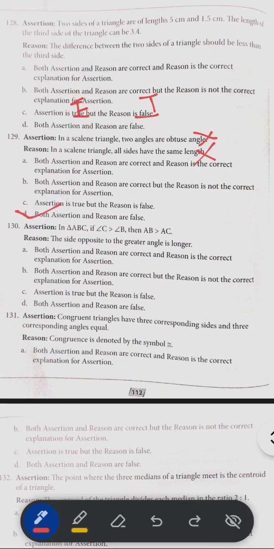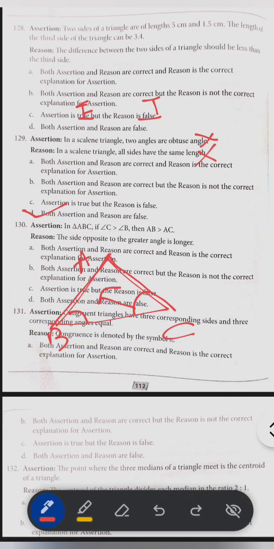In triangle ABC, angle C is greater than angle B. Then AB is greater than AC. If angle C is greater than angle B, then AB should be greater than AC. Here the greater angle is C, so its opposite side AB will be longer. That is correct: the side opposite to the greater angle is longer. So both assertion and reason are true and reason is the correct explanation of assertion.